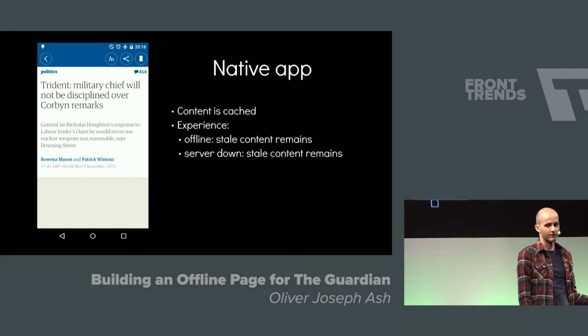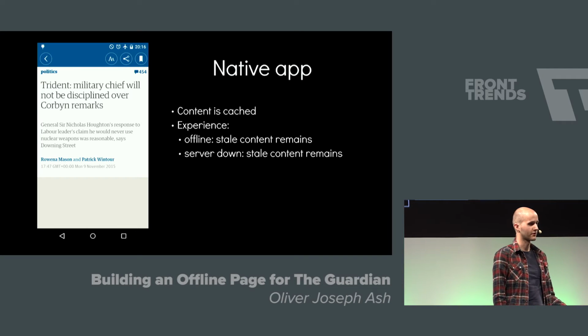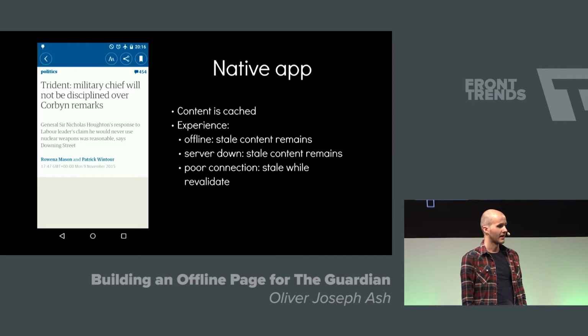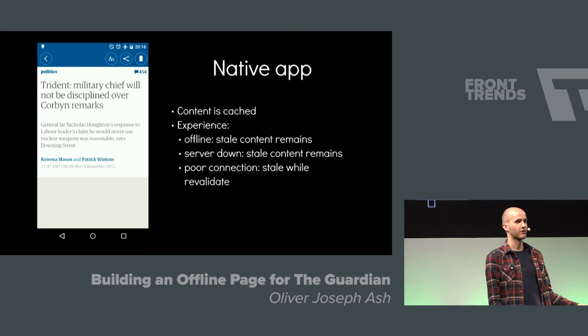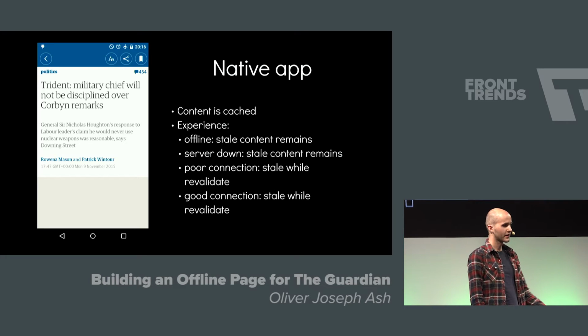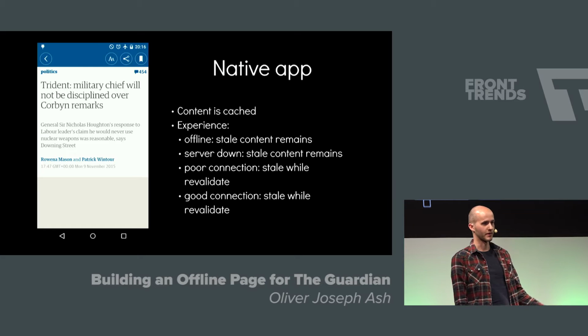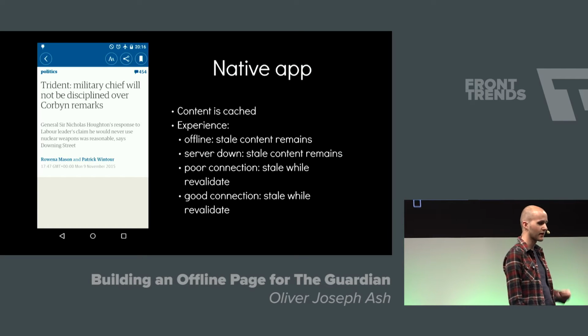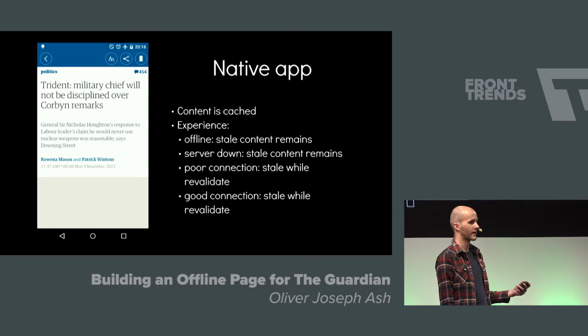If the server's down, the same thing, right? I'm just going to see the stale content. If I have a poor connection, then I'll see the stale content, and the native app will try to get the new content. It will probably take a while, though. And if I have a good connection, then it's going to do the same thing, but the new content is going to arrive much faster. We all know these things because we all use native apps every day.